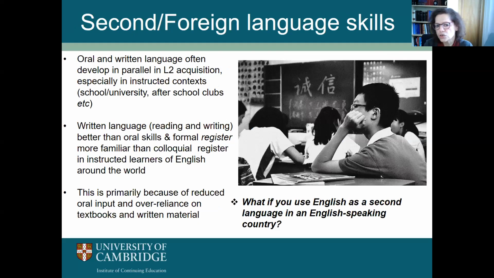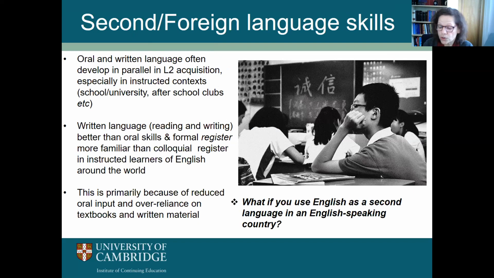But when we turn to second and foreign language skills, what we see is that oral and written language often develops in parallel in second language acquisition, particularly when this is in an instructed context, like, for example, in a school context, in university, in after-school clubs, and so on.